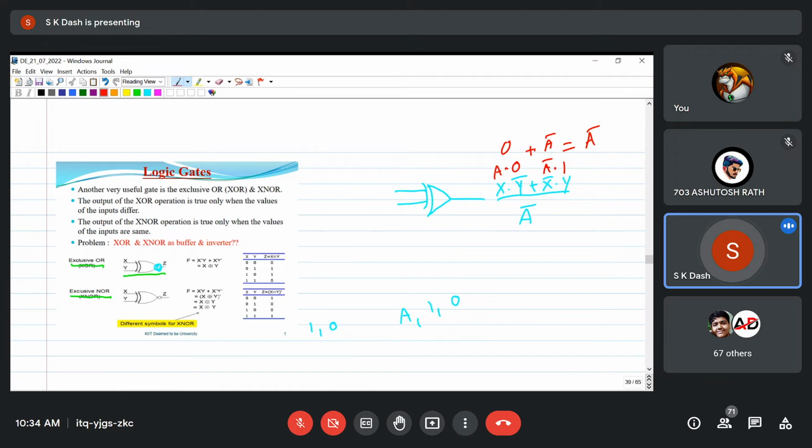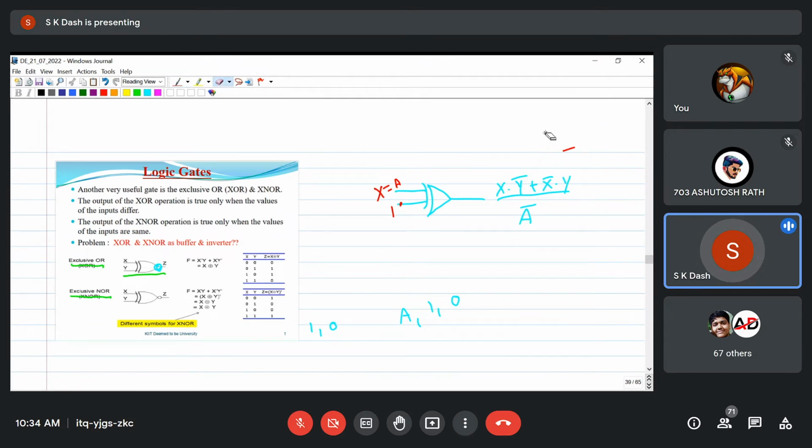So basically, in place of x, you applied A. In place of y, what did you apply? You applied 1. So if you apply A to one input and 1 to the other input, you will get the output A bar.